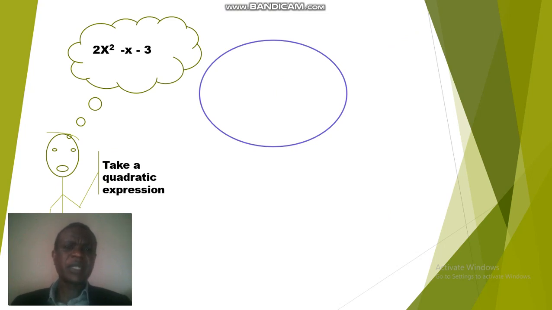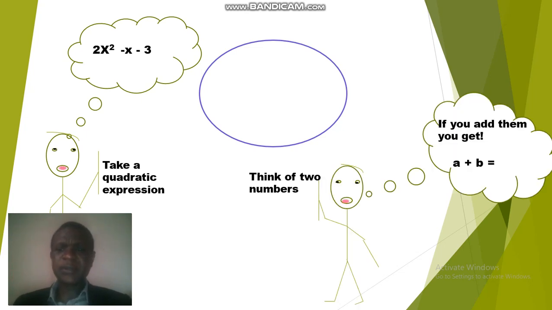2x squared minus x minus 3. Can you guess? The coefficient of the middle term is minus 1. The product of the coefficients of the first and the third term is minus 6. So we are going to think of two numbers such that if we add them, we get the coefficient of the middle term, which is minus 1. So let's see, a plus b is minus 1.